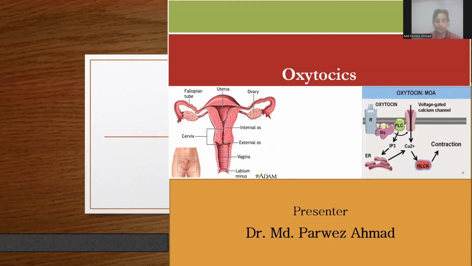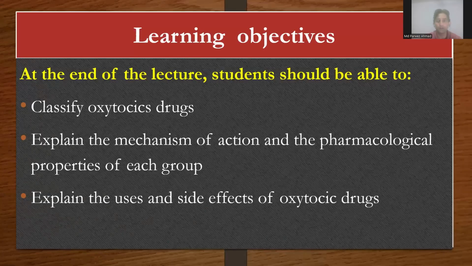Okay, before the discussion, first you see the learning objectives. At the end of this session, you are able to understand different types of oxytocics and their mechanism of action, usage and side effects, and some important contraindications of oxytocics.